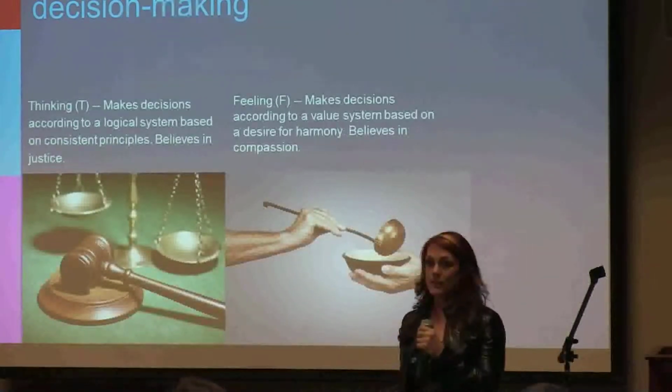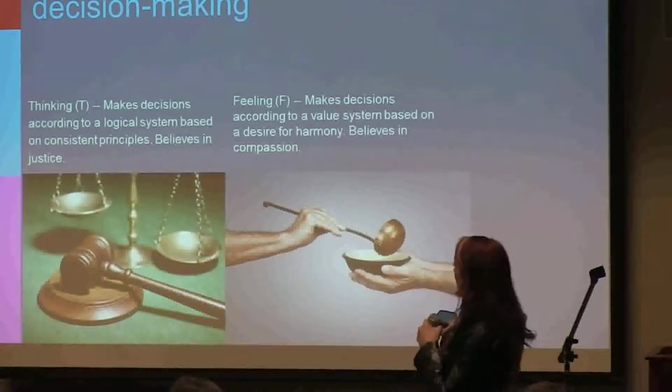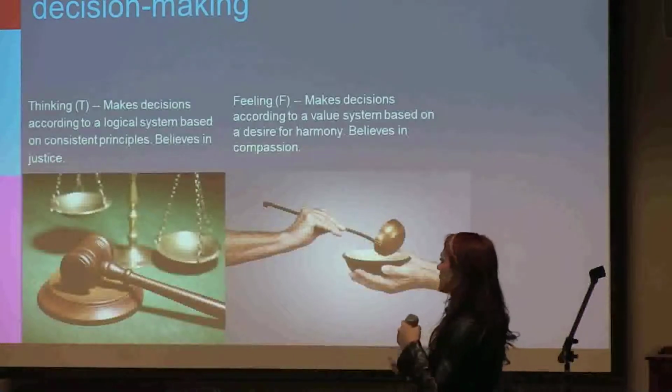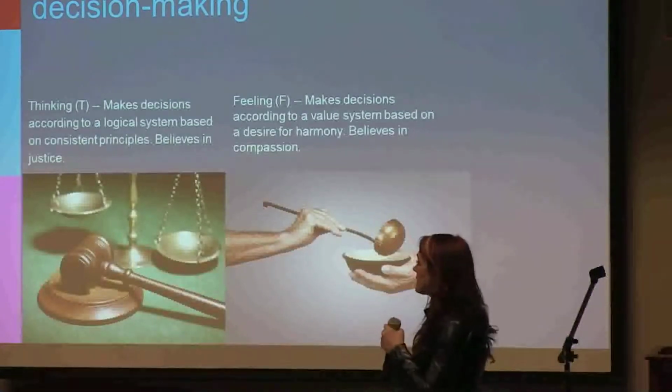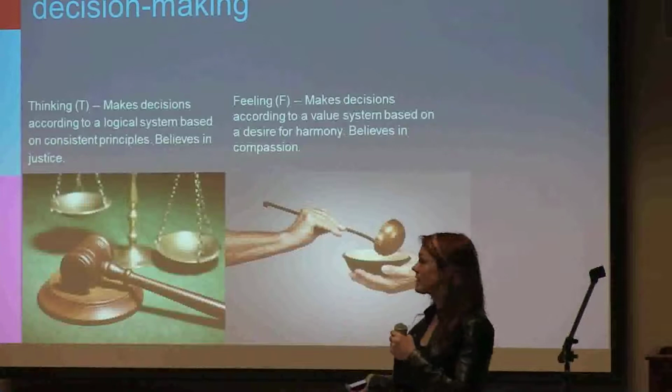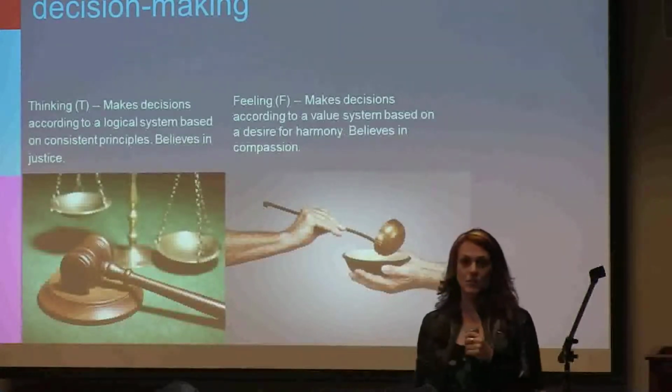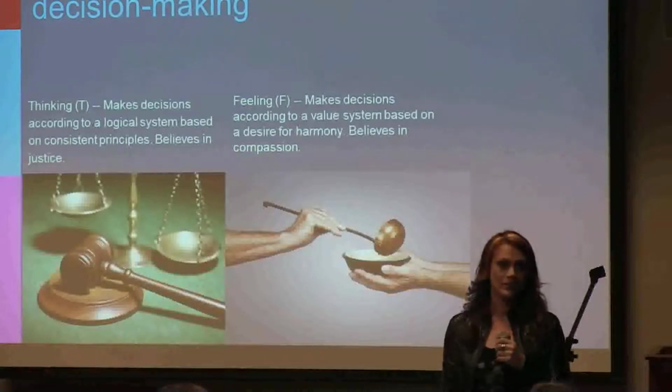Now, of course, these are generalities. For feeling, it makes decisions according to a value system based on a desire for harmony and believes in compassion. That doesn't necessarily mean that a T never has compassion or that an F doesn't ever use logic. These are just what their preference would be, right?